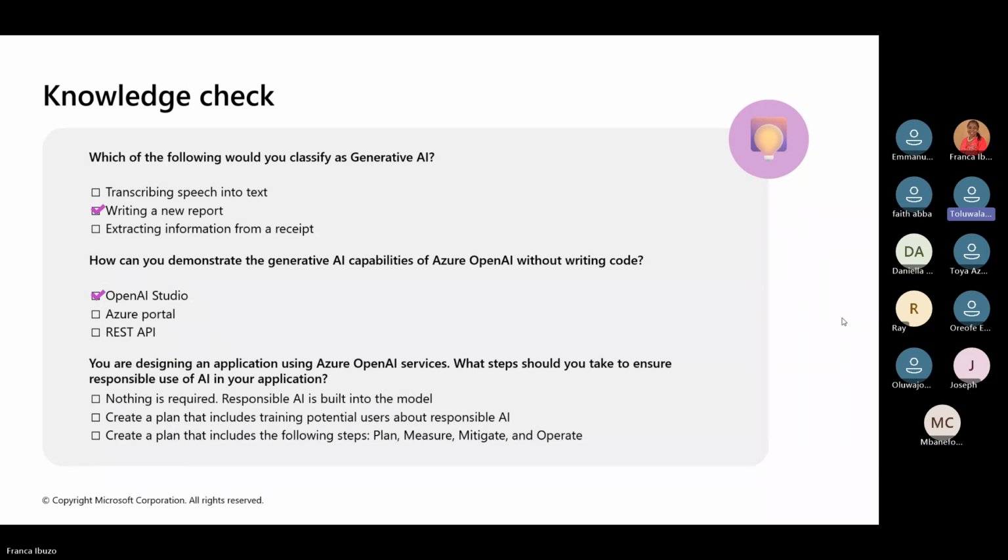You are designing an application using Azure OpenAI Services. What steps should you take to ensure responsible use of AI in your application? C. Create a plan that includes the following steps: plan, measure, mitigate, and operate. That's the third option, yeah? What did you pick? Yeah, the third option, ma'am. Does anybody agree with him? Nobody agrees. Does anybody disagree?